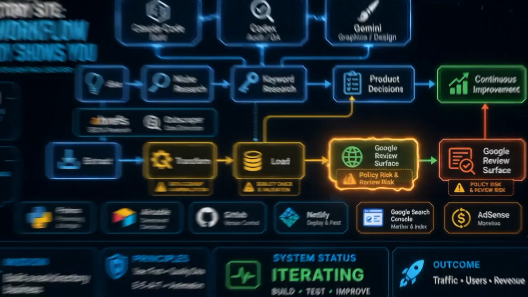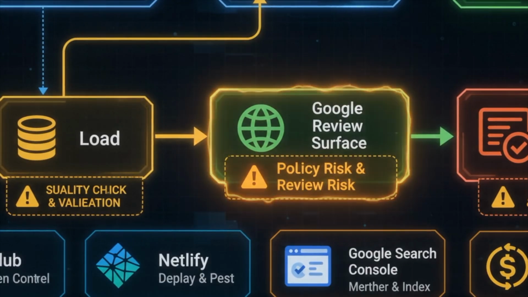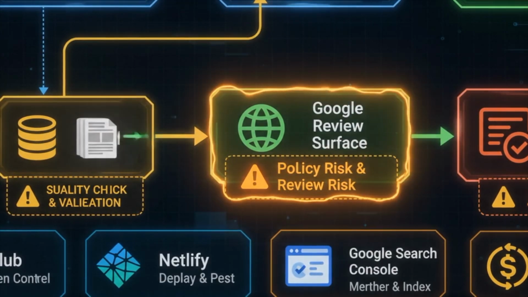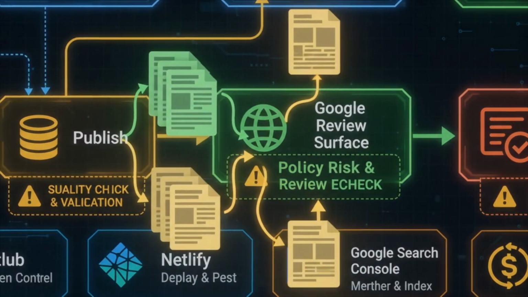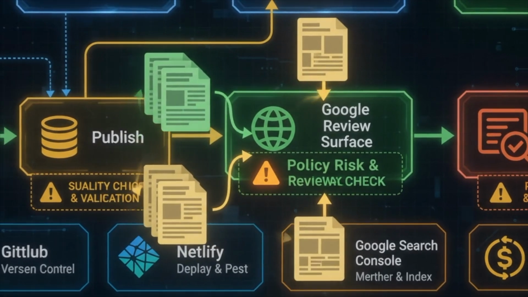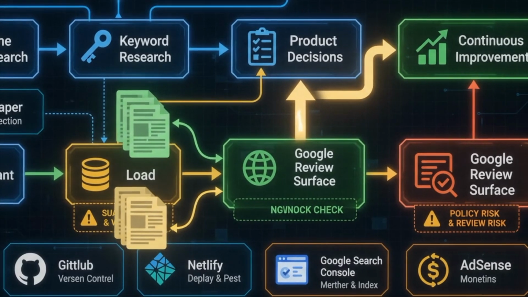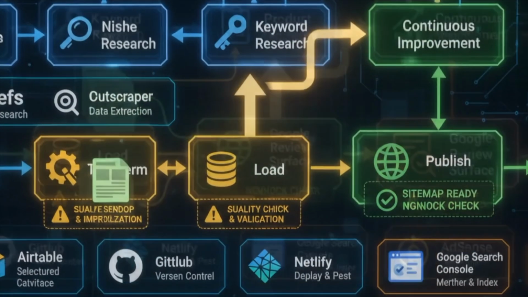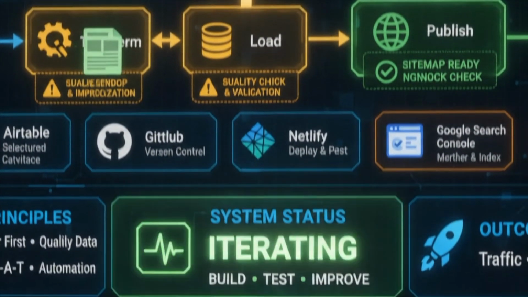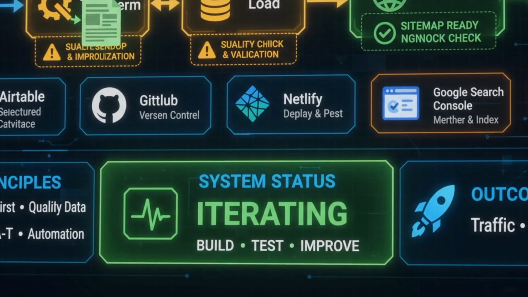Search Console tells you what Google can discover, crawl, index, exclude, and send traffic to. AdSense judges whether the site is ready to show ads. This is where the earlier workflow either holds together or falls apart. If the extract was too broad, if the transformation was weak, if Airtable became messy, or if the sitemap invited Google to crawl low-value pages, the review surface suffers. That is exactly why Pad Locator had to keep improving.